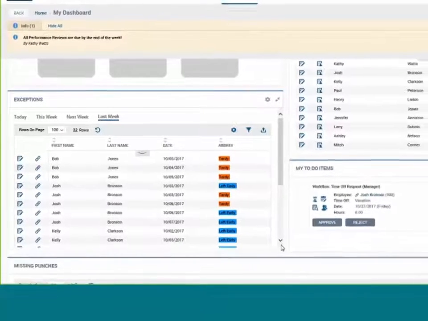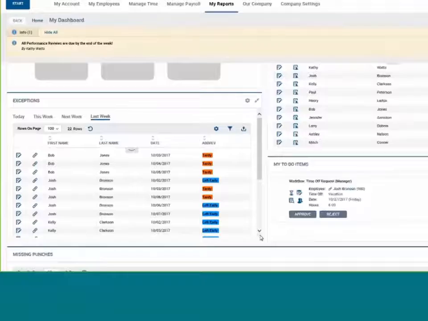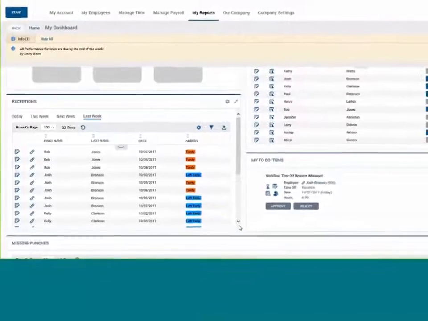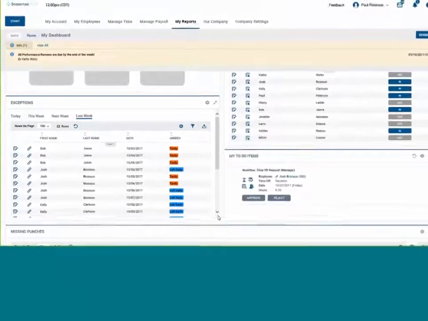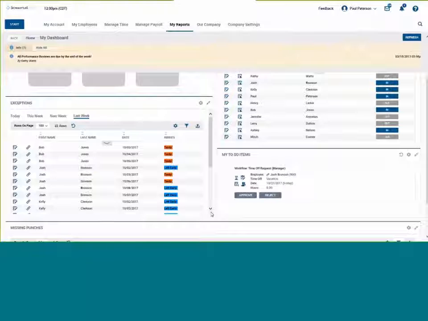The other really nice thing about the exception tracking is that you have the ability to set up email notifications when exceptions occur. So the manager doesn't necessarily have to be sitting here looking at their dashboard all the time to understand these exceptions.